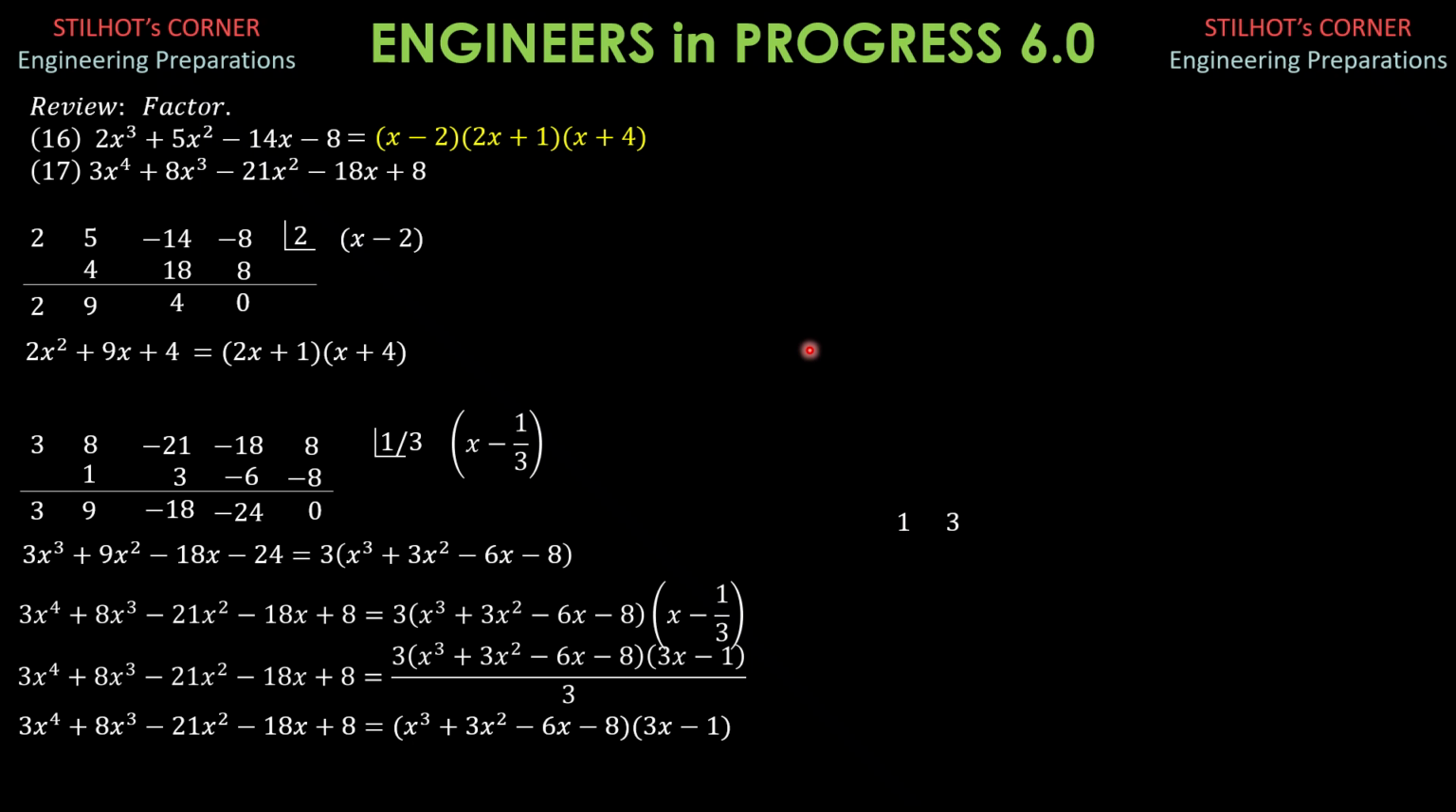Collect coefficients 1, 3, negative 6, negative 8. And the possible factors this time would be factors of 8: plus minus 1, plus minus 2, plus minus 4, plus minus 8. So with all trials, let's try 2. So bring down 1, because 2 is a factor of 8. 2 times 1 is 2. 3 plus 2, 5. 2 times 5, 10. Negative 6 plus 10, 4. 2 times 4, 8. Then negative 8 plus 8, 0.